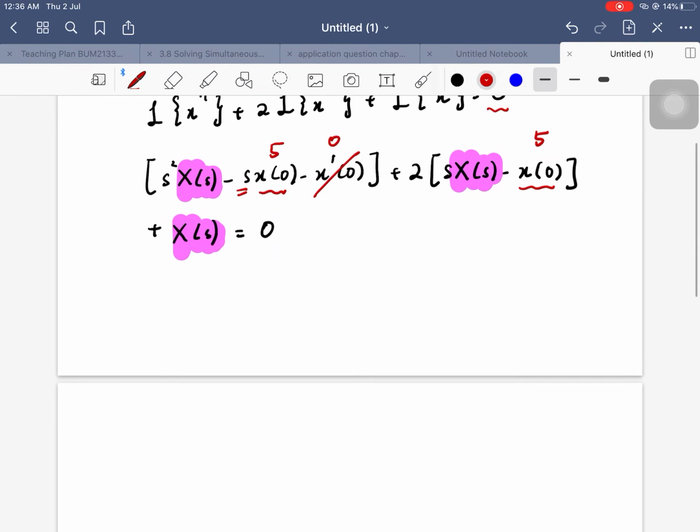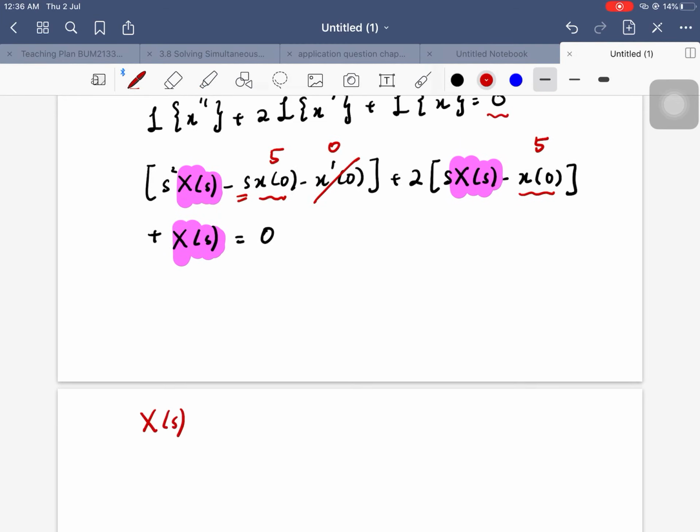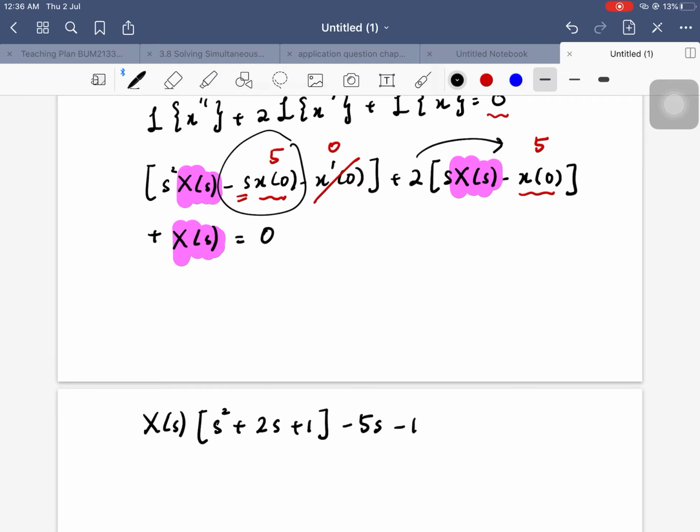So I'm going to do factorization. So I'm going to have x of s. When I do the factorization, I'm going to have s squared from the first term, and then don't forget to multiply by the 2, so I'm going to have 2s, and the last one is going to equal 1. Then I'm going to collect all the terms that are not related to x. This term right here is going to be negative 5s, and this term right here, don't forget to multiply by the 2, it's going to be negative 10, and on the right hand side I'm going to have 0.